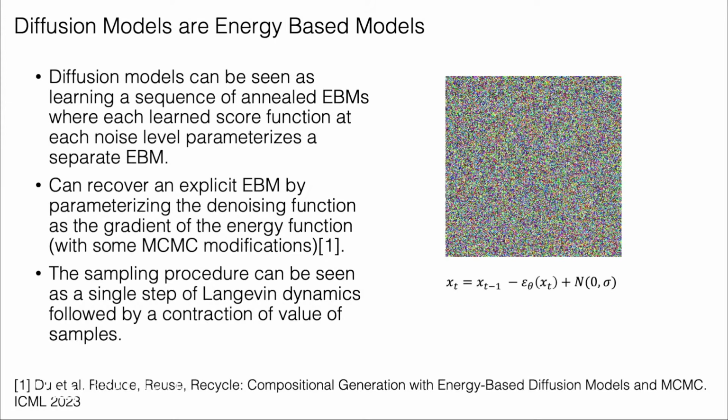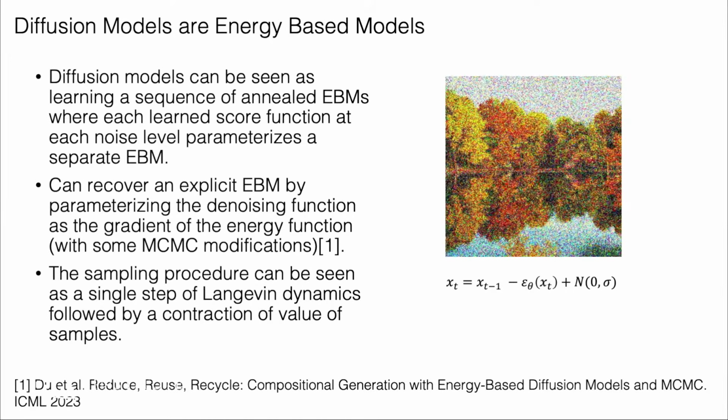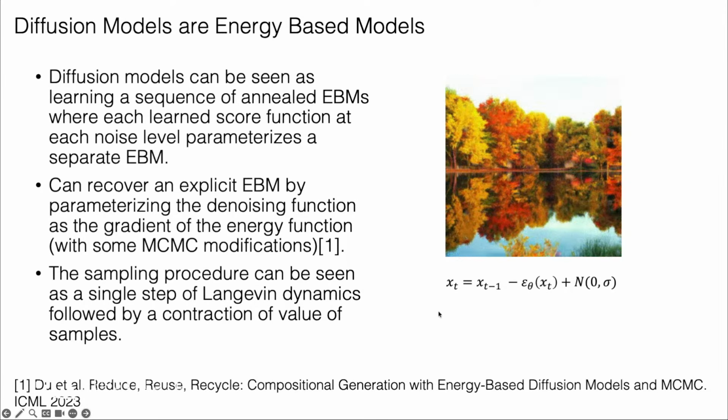We're all very familiar with the diffusion sampling procedure, but you can write it as essentially Langevin sampling at that particular noise level, plus some contraction to the next noise level. So you can interpret it as just a single step of MCMC sampling on some tempered distribution. Essentially, a lot of these EBM operations, you can interpret diffusion models as also doing.